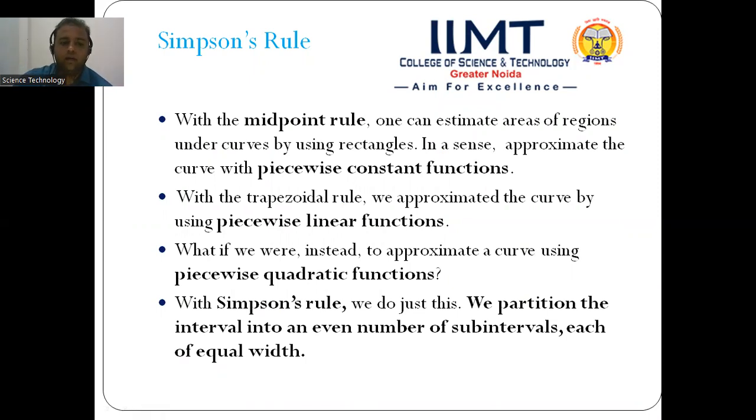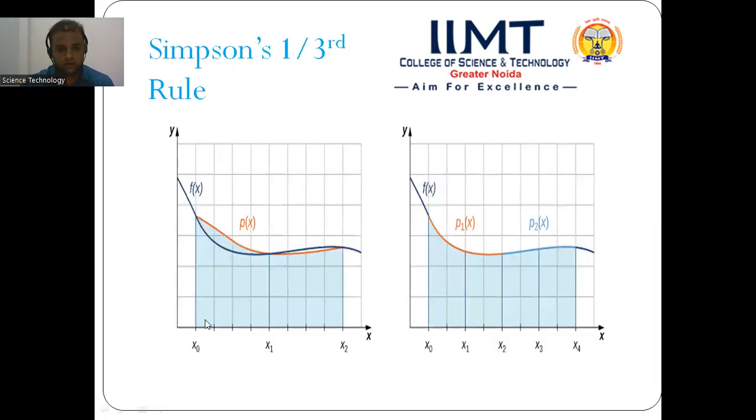So what if we instead approximate the curve using a piecewise quadratic function? With the Simpson rule, we do just this. We partition the interval into an even number of subintervals, each of equal width. Here we are discussing two or three methods: first is the midpoint rule, another is the trapezoidal rule, and the Simpson rule. All are using equal width of intervals.